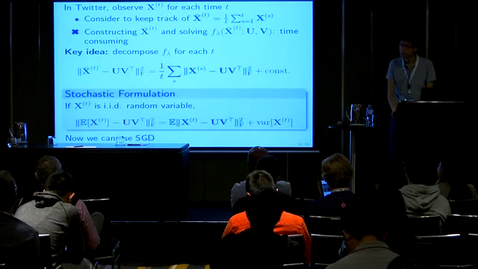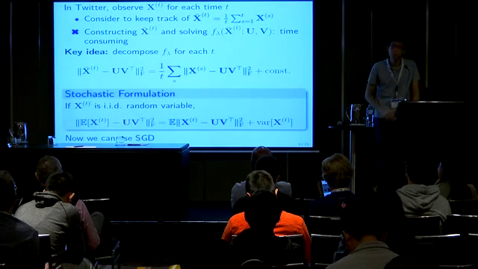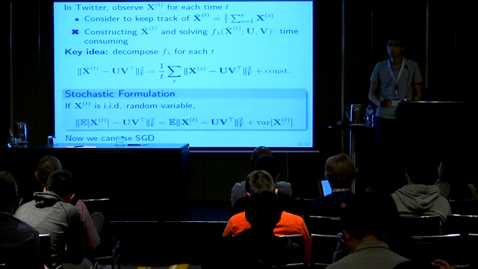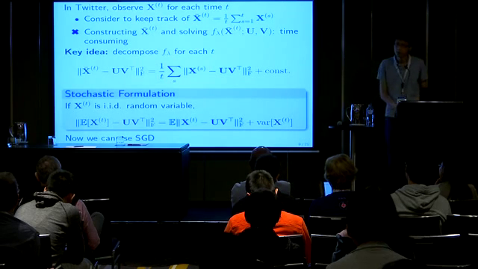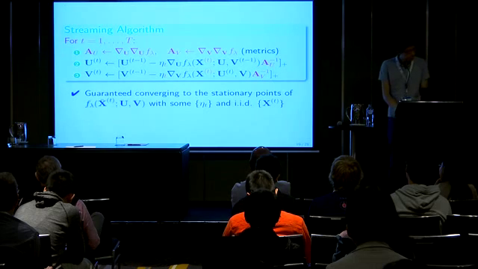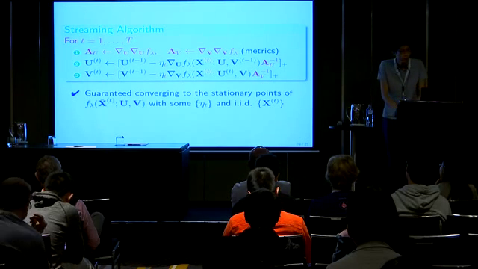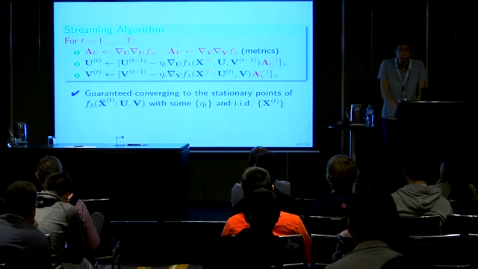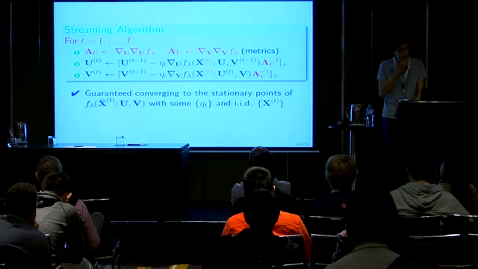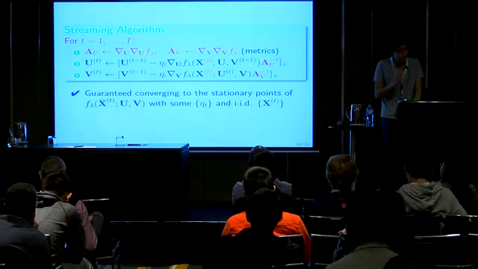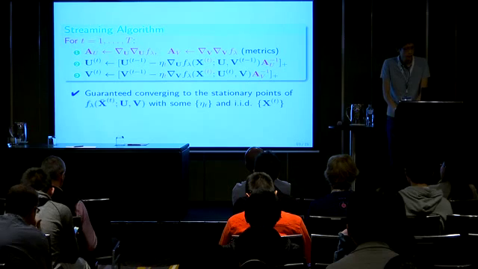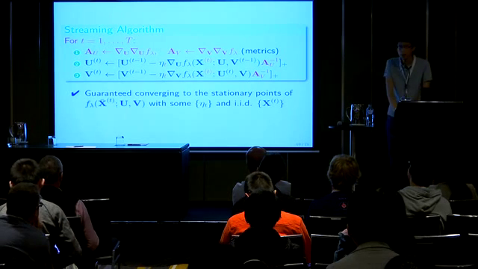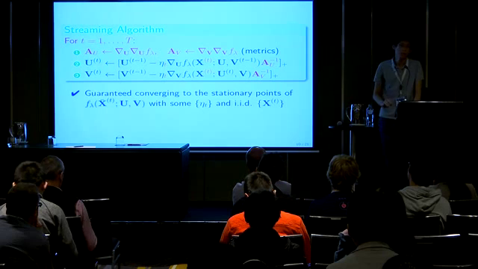This is very nice because now the loss function is written in expectation form. So we can use stochastic optimization techniques, and actually we use SGD. By using SGD, we can develop a streaming algorithm. The main differences from the batch algorithm are two points. First, we introduce matrices AU and AB, which slightly improve the convergence speed.